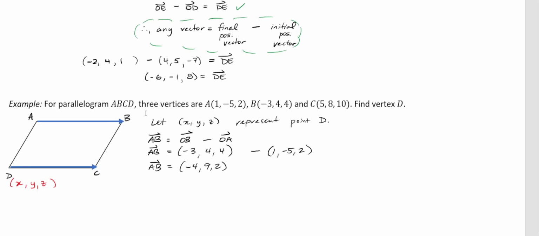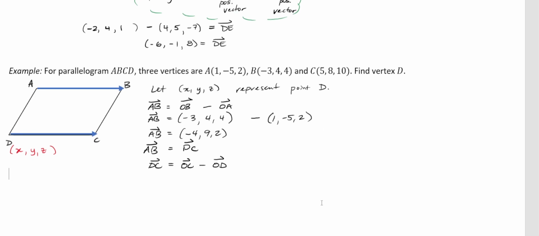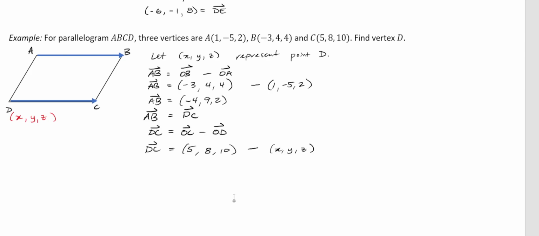As I said before, AB has to be equal to DC. They point in the same direction, and they also should have the same magnitude if it is a parallelogram. So vector AB is equal to vector DC. Now, how do I find vector DC? It's the same as before: final position vector minus initial position vector. DC is just equal to vector OC minus vector OD. So DC is equal to 5, 8, 10 minus X, Y, Z, because point D I defined as X, Y, and Z. Let's subtract components: 5 minus X, 8 minus Y, 10 minus Z. So DC is given right here as 5 minus X, 8 minus Y, 10 minus Z.